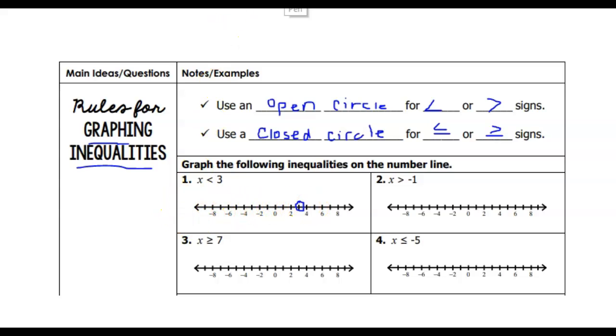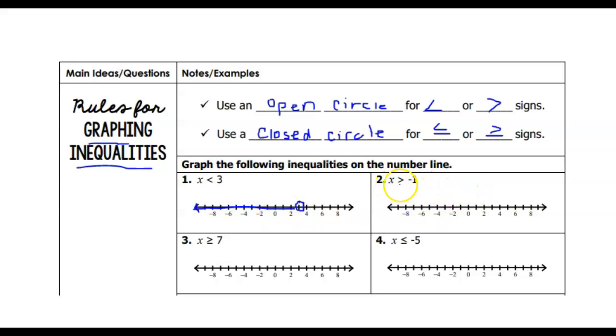Now, can somebody tell me, you can put it in the chat, why am I shading all the values to the left? So absolutely, we're going to shade to the left because we want to shade the direction of what x is. We want to shade what x is, okay? So x is less than 3. That's all those values less than 3.